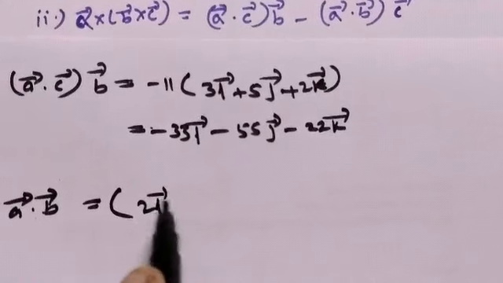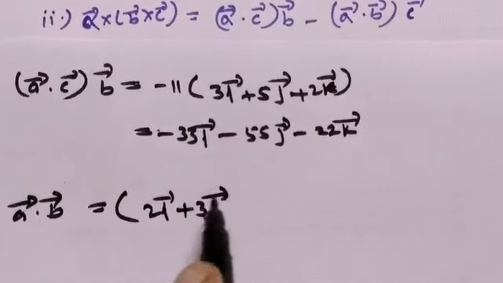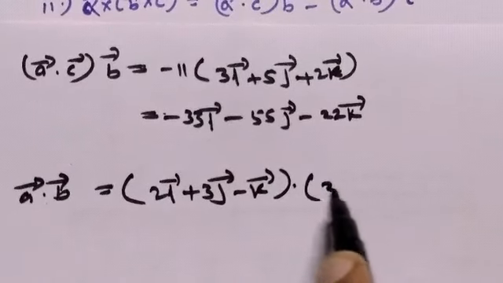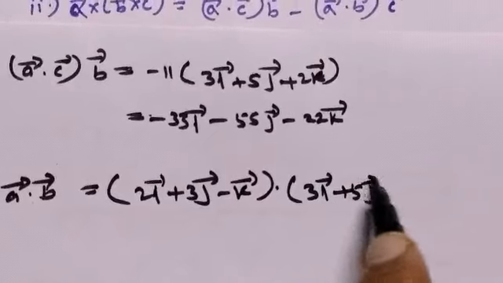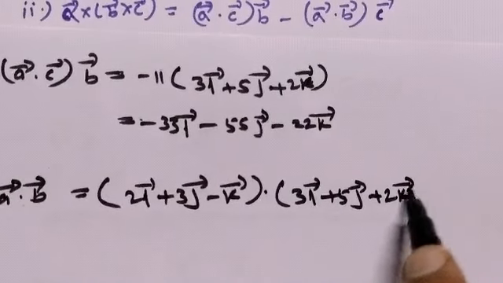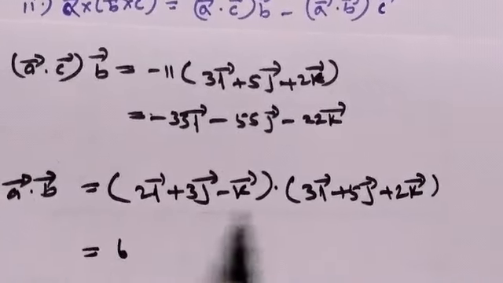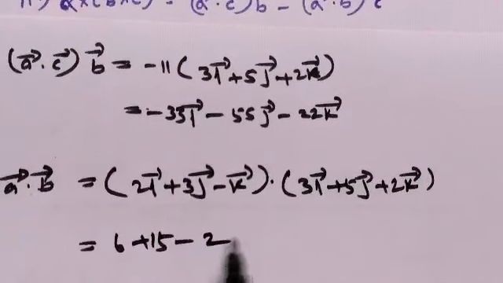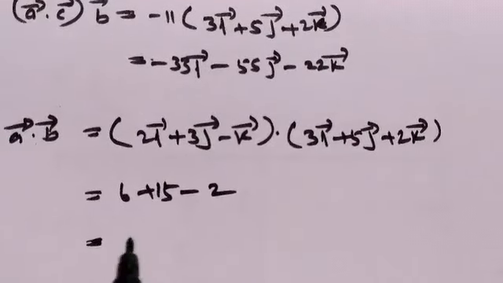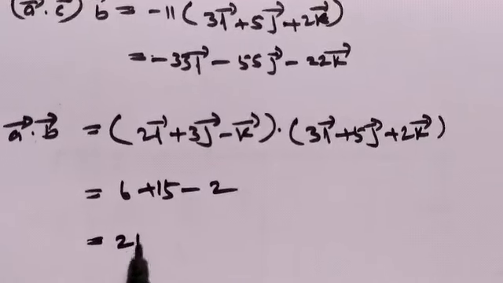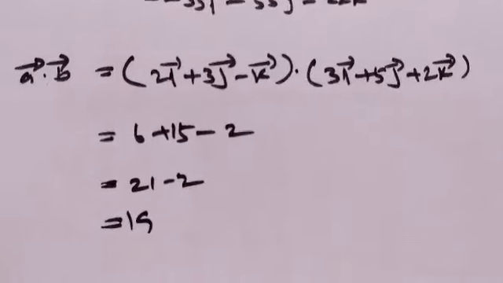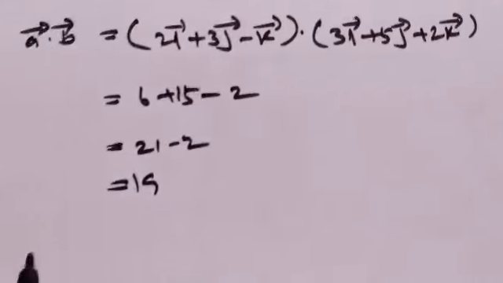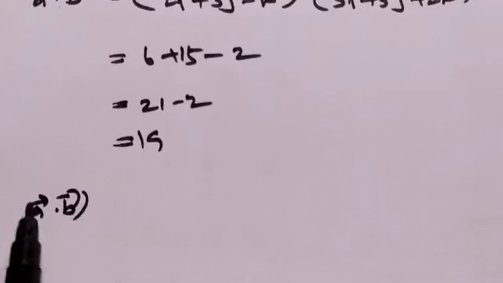Vector a is 2i plus 3j minus k, dot vector b, which is 3i plus 5j plus 2k, equal to 2 into 3 is 6, 3 into 5 is 15, plus minus 1 into 2. 6 plus 15 is 21, minus 2, so a dot b equals 19.